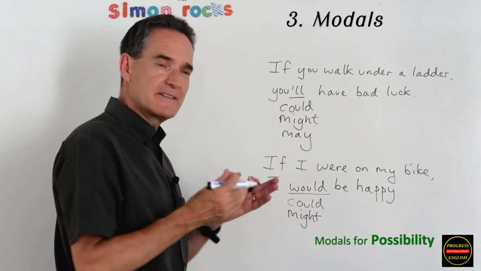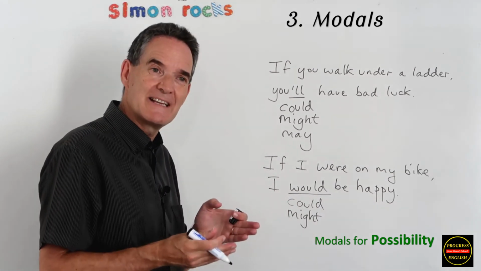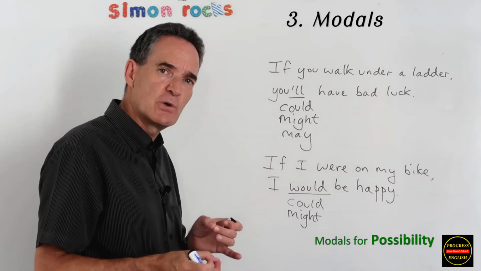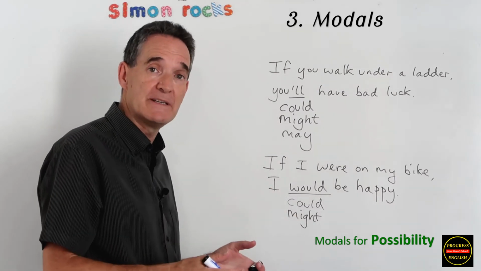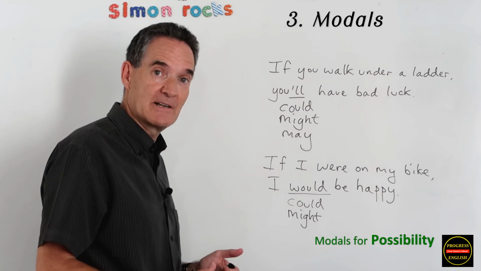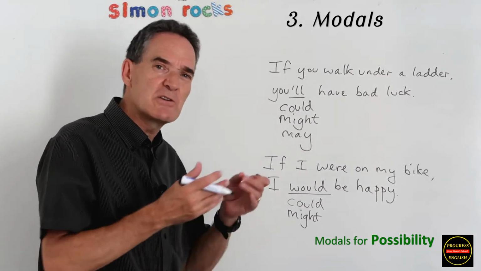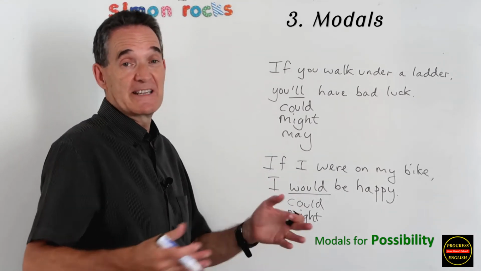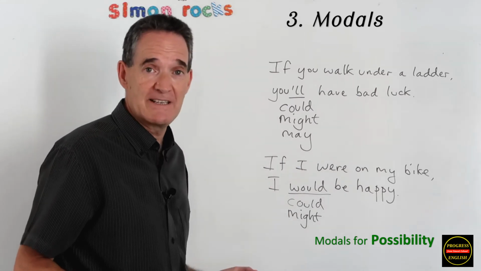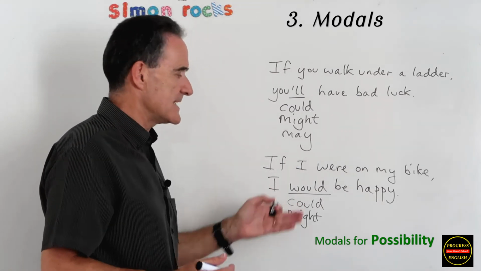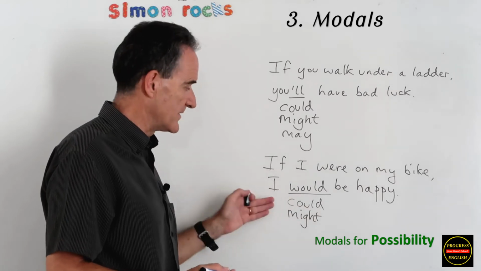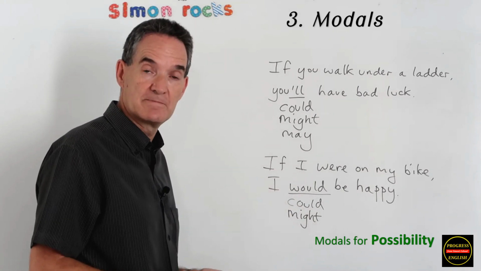So now this sentence is saying that it's not 100% sure that I would be happy if I were on my bike now, but it's a possibility. I could be happy. If I get a puncture or if it starts raining, then perhaps not. But it is a possibility now with the use of could or might.